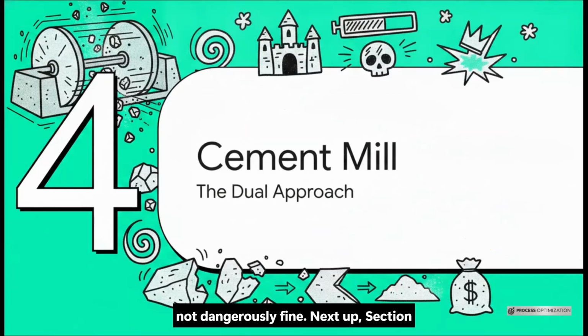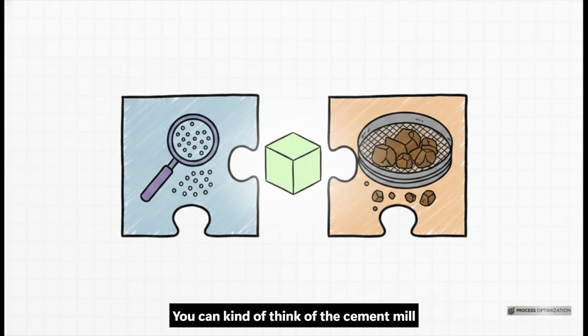Next up, section 4, cement mill, the dual approach. You can kind of think of the cement mill as the boss level of the plant. The raw materials have been burned into clinker, and now we're grinding that into the final product. Unlike the raw mill or the coal mill, where we mainly just watched our residue, the cement mill demands a dual approach. We have to monitor both Blaine and residue. Why? Because now we're optimizing for how the final product actually performs out in the real world.